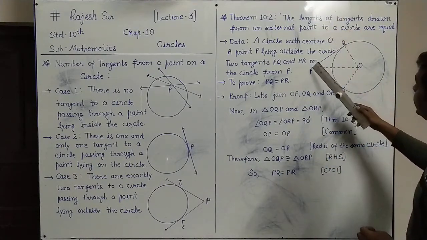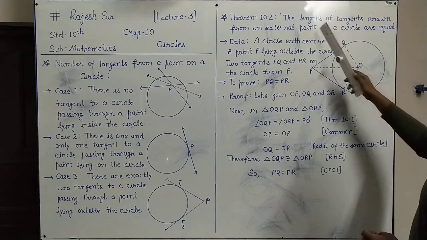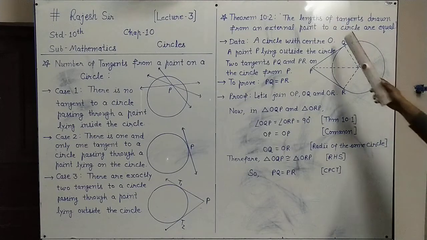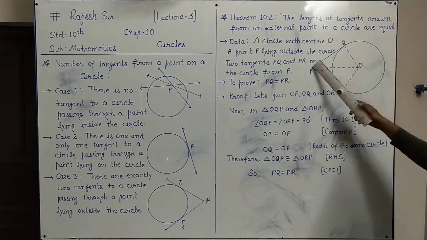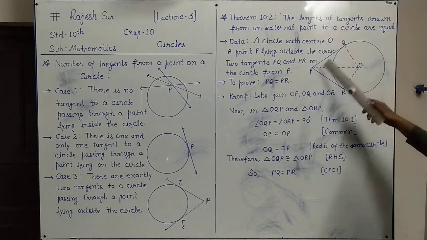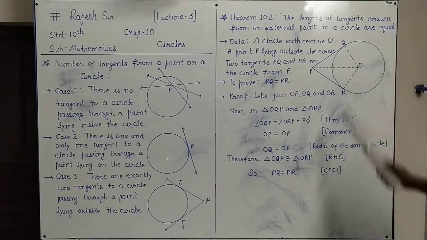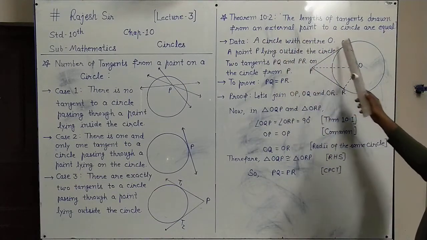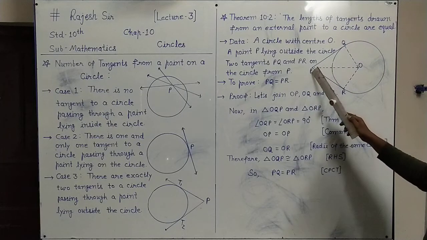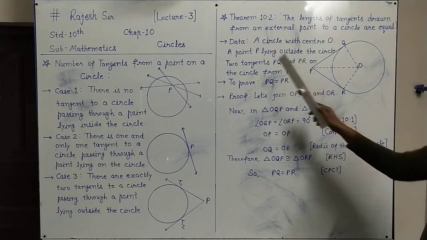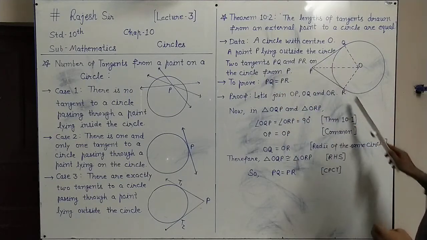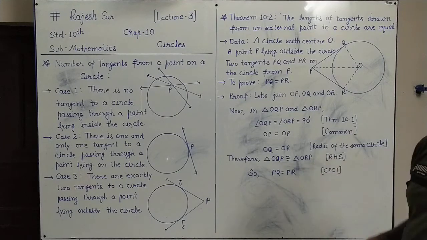So the lengths of these two tangents are PQ and PR. They will be equal, that we want to prove. So this is the situation of this theorem. The lengths of tangents, that is PQ and PR, drawn from an external point P to this circle, are equal. So the data is: a circle with center O is given, a point P lying outside the circle, and two tangents PQ and PR on the circle from P.